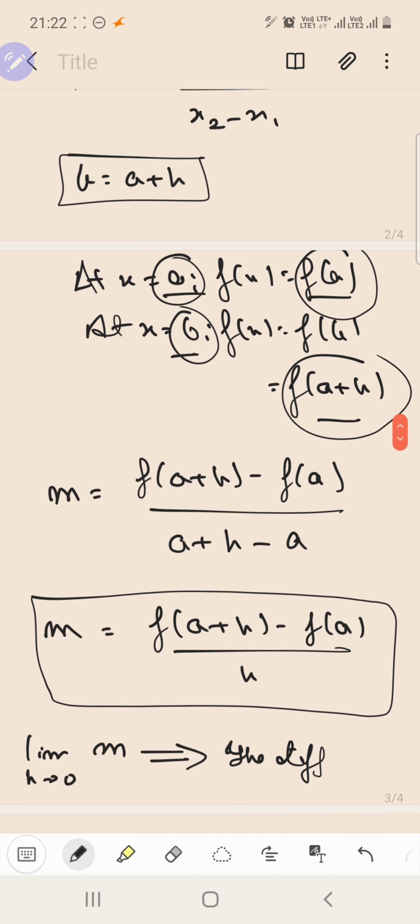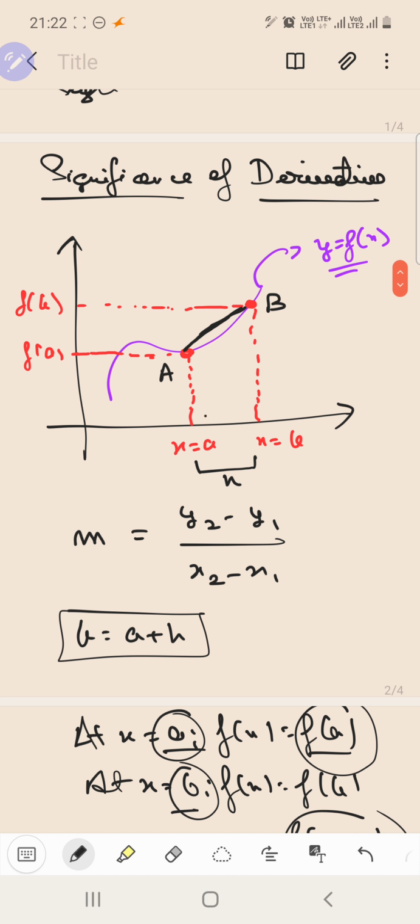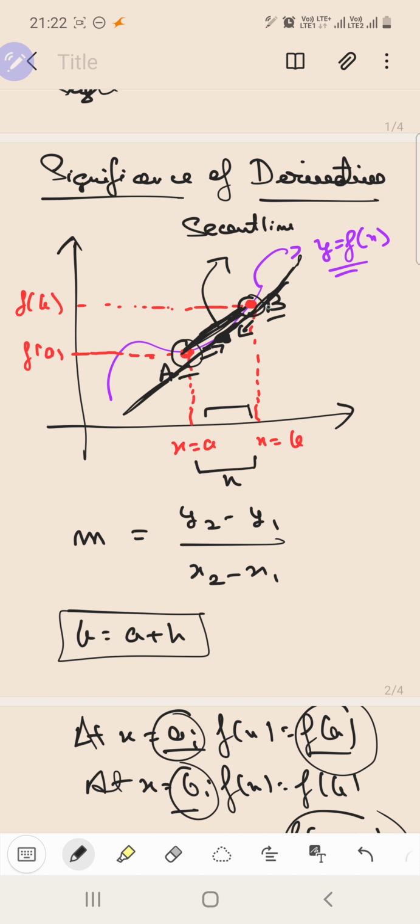I mean that if this difference decreases, then this point A and this point B tend to come closer to each other and coincide to a single point. When A and B coincide to a single point, this line is known as the secant line. This line shifts downwards and forms a line which touches the curve at a single point, right?